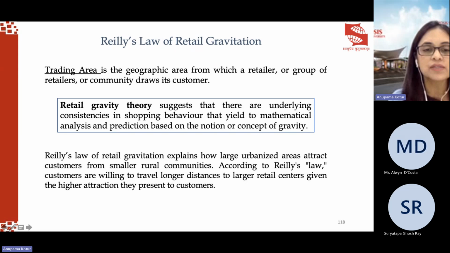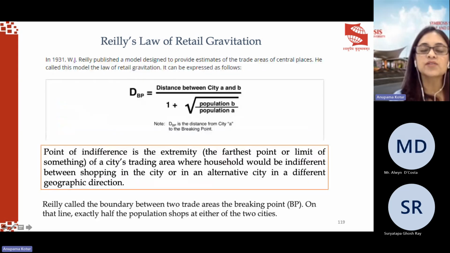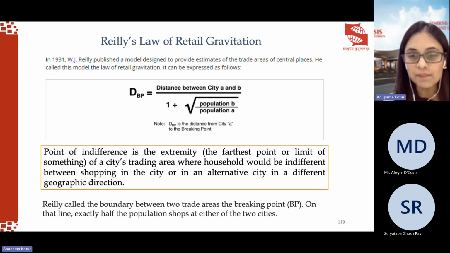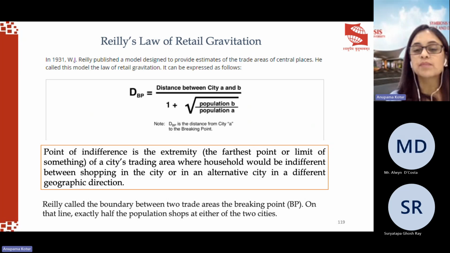And what is it that you're actually trying to calculate here? You're actually trying to calculate the point of indifference. And what does the point of indifference mean? This point of indifference is actually the point of extremity, meaning the farthest point, or a limit to the farthest distance beyond which the consumer is really not motivated to travel to your store.